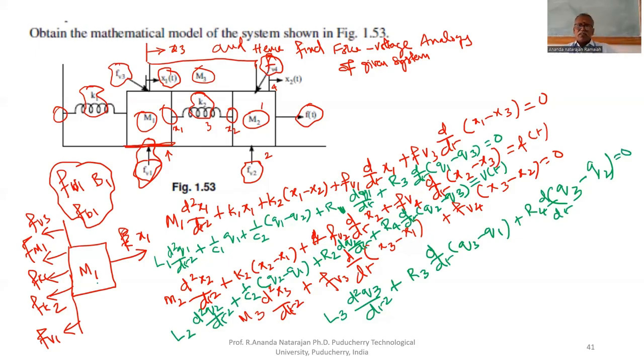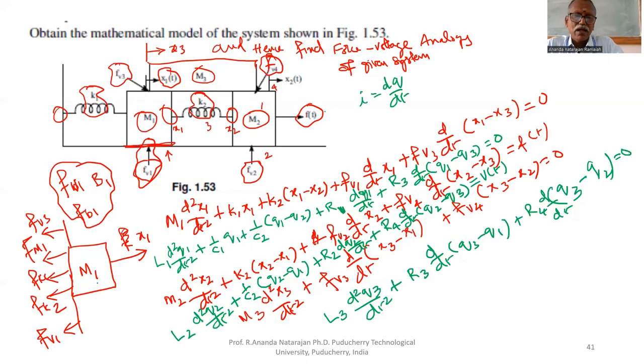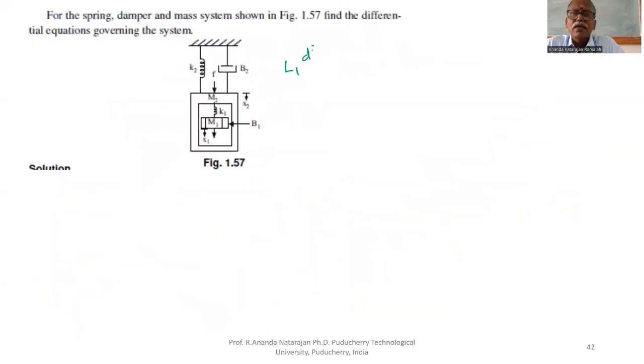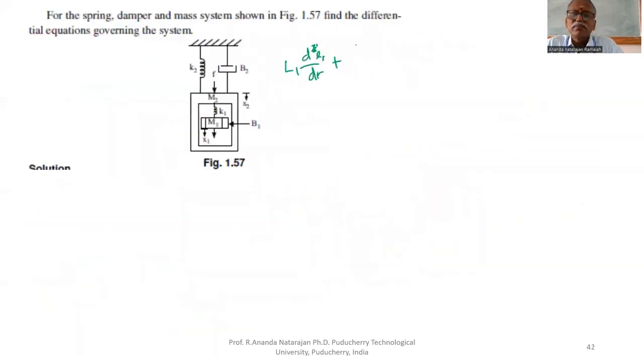Now we can write all these equations in terms of current. We wrote in terms of charge. We know that I equals dq by dt. Replace in terms of current. What you will get? The first equation is L1 di1 by dt plus 1 by C1 Q. I equals dq by dt, therefore Q equals the integral of I dt.